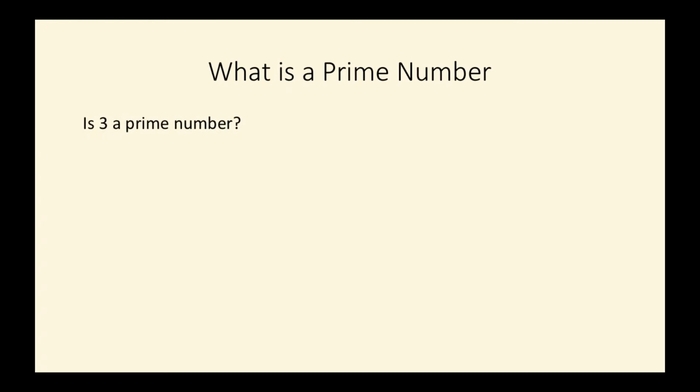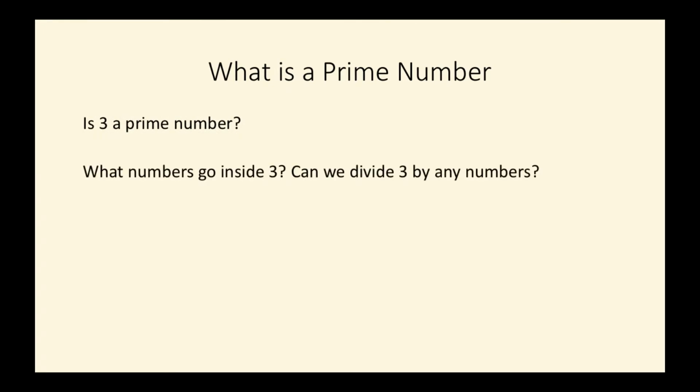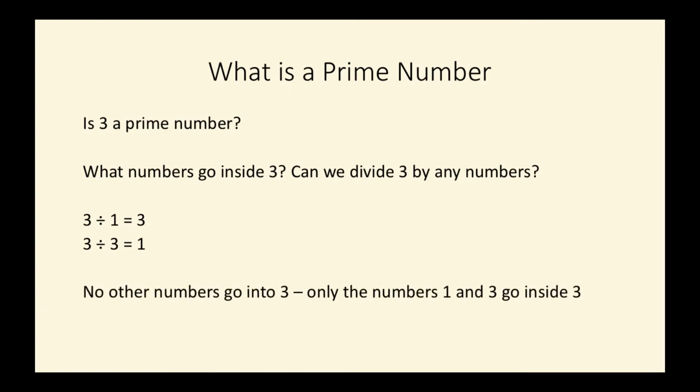So is 3 a prime number? What numbers go inside 3? Can we divide 3 by any numbers? 3 divided by 1 is 3, and 3 divided by 3 is 1. No other numbers can go into 3. 3 can't be divided by 5 or, well, it can, but not to give a whole number. We want a whole number answer as we did with factors and things like that. Only the numbers 1 and 3 go inside 3, so 3 is a prime number.